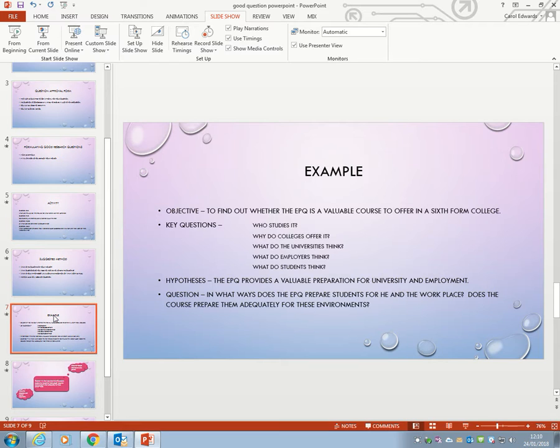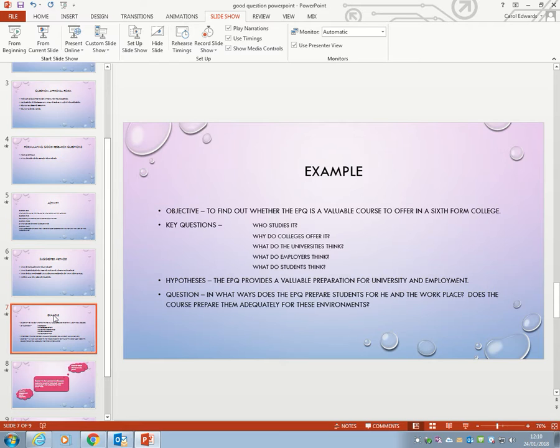That then leads me on to the hypothesis, and I do believe that the EPQ provides a valuable preparation for university and employment. So from that, I can draft out a question. So the question I'm going to use is, in what ways does the EPQ prepare students for HE and the workplace, and does the course prepare them adequately for these environments?